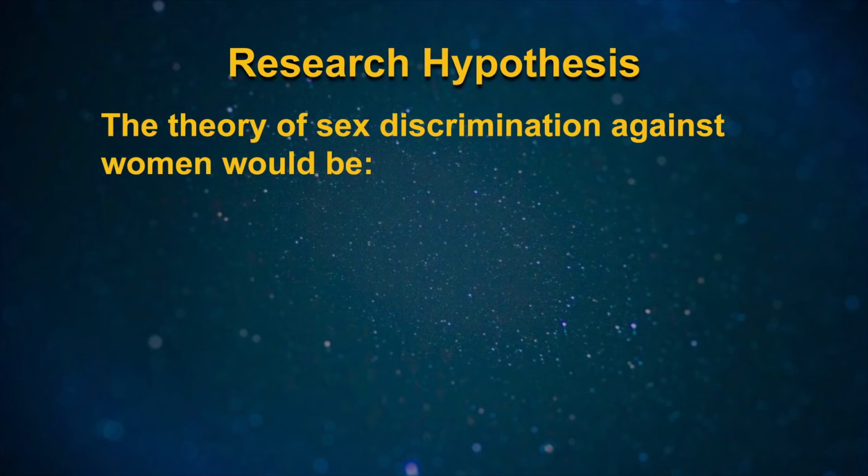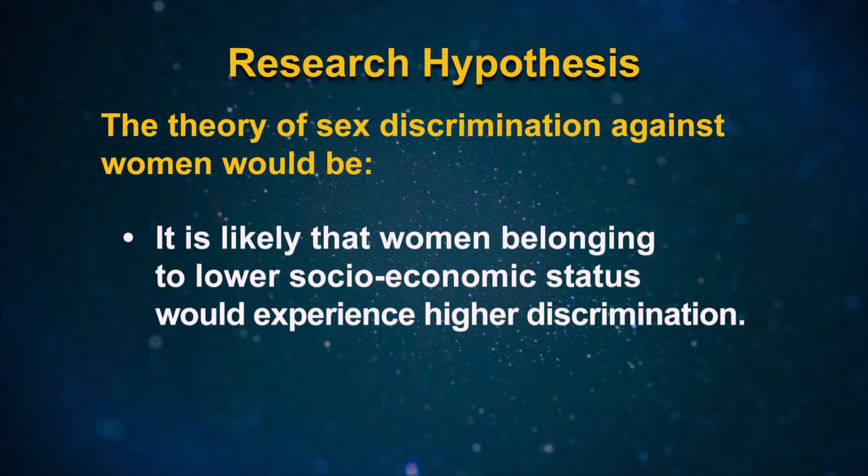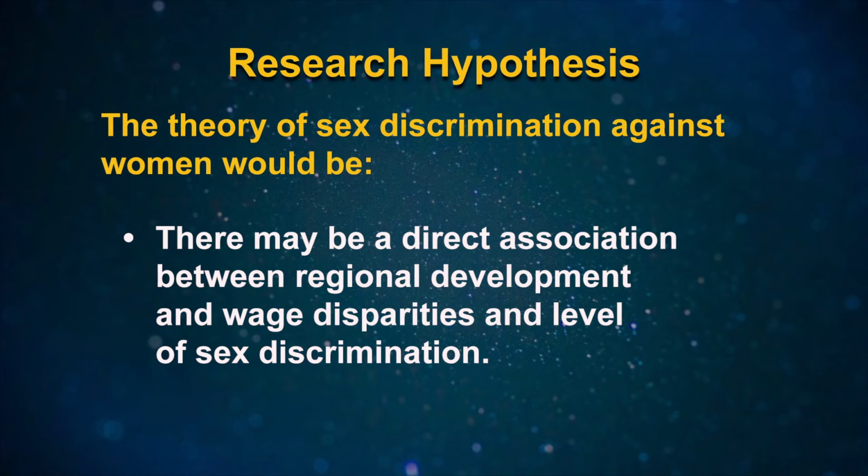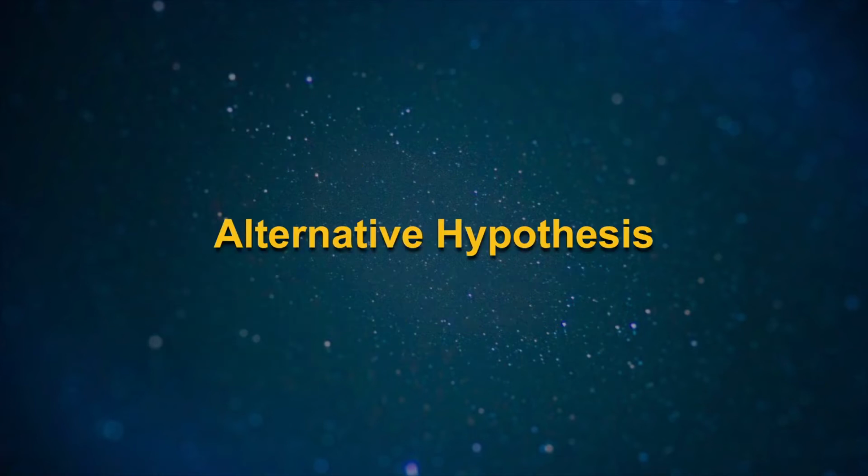Some of the hypotheses derived from the theory of sex discrimination against women would be: it is likely that women belonging to lower socioeconomic status would experience higher discrimination. Personal characteristics and sex discrimination against women at work are likely to be associated. There may be a direct association between regional development and wage disparities and level of sex discrimination.